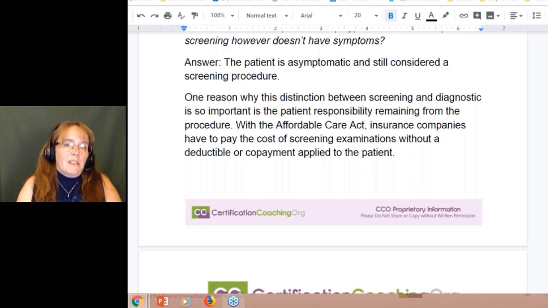One reason why there's a big distinction between the diagnostic and the screening, why it's so important, is because of the Affordable Care Act. When this came out, it was a mandate that insurances for screenings are not going to make the patient responsible. That was a very important part of it. With the Affordable Care Act, we're trying to promote people to have good health. And how can they have good health and have all these screenings performed if we're going to make them pay for it?